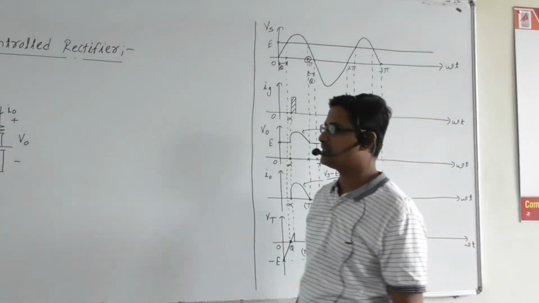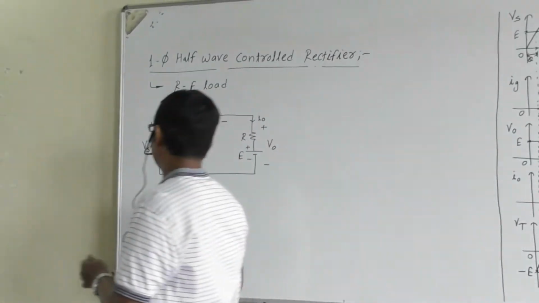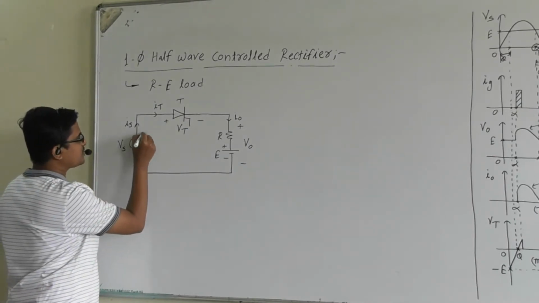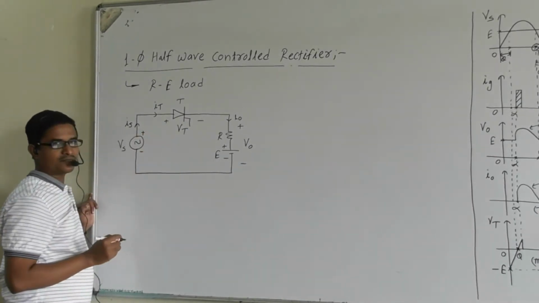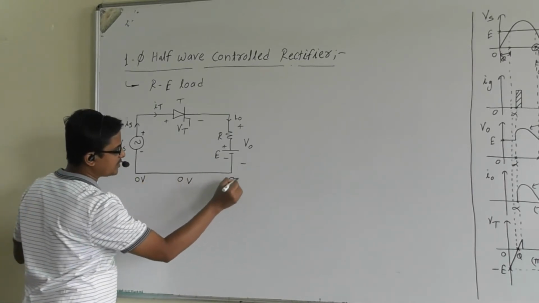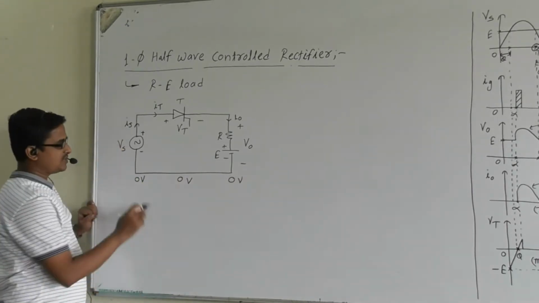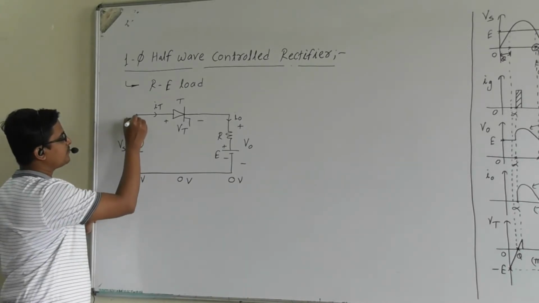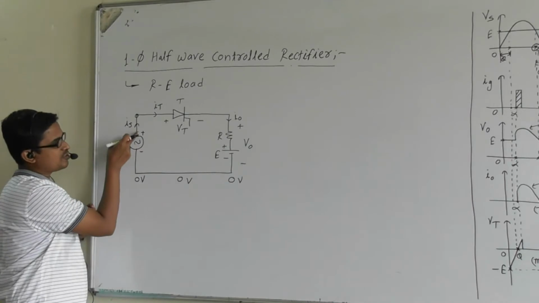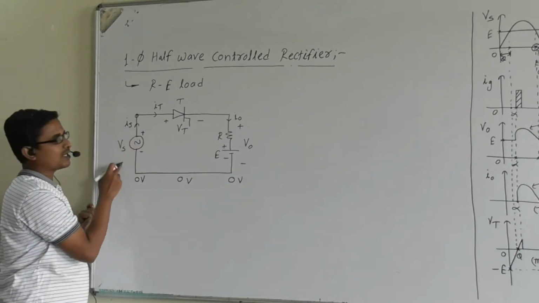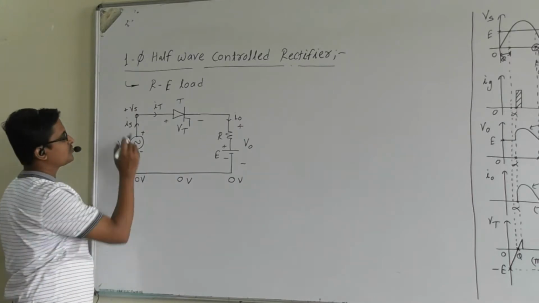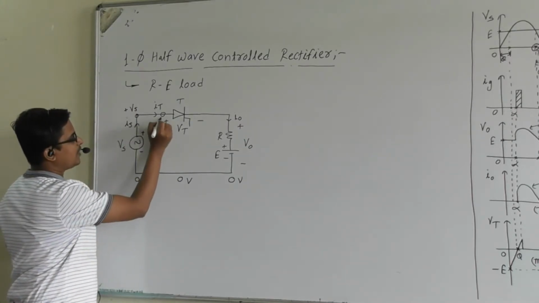Now let us discuss the circuit. Suppose VS is positive, plus here and minus here. Suppose this is 0 volt, here it is also 0 volt, and here also 0 volt. If this is 0 volt, what about the potential here? The negative plate potential is 0, so what about the positive plate potential? It is VS. So the same plus VS will appear at the anode of the thyristor.